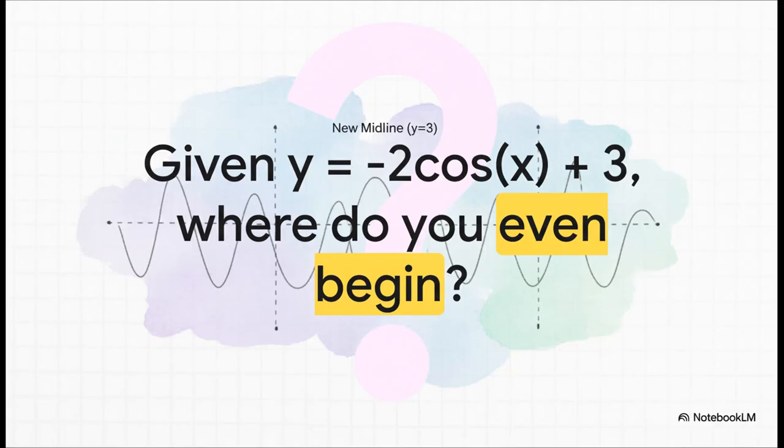And yeah, it can look kind of messy. You've got a negative sign, a number out front, a number tacked on at the end. It's really easy to feel a little lost. But what if I told you there's one single starting point that makes everything else just click into place?